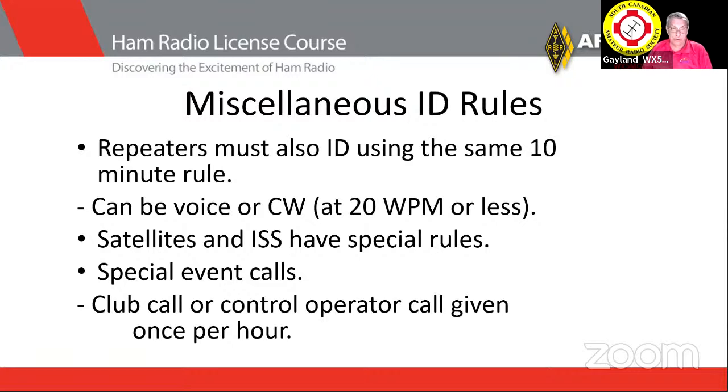Once in a while, you'll hear special event calls. There is, I don't know if it's a contest as such, but there's the 12 days of amateur radio Christmas, and those have some special call signs. I believe it's W2A on the first day and W2B on the second day.